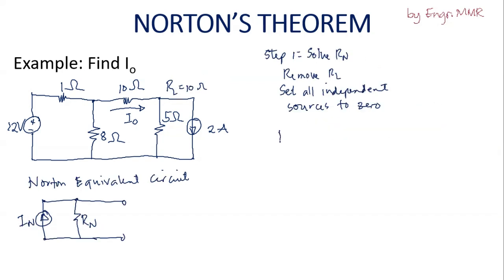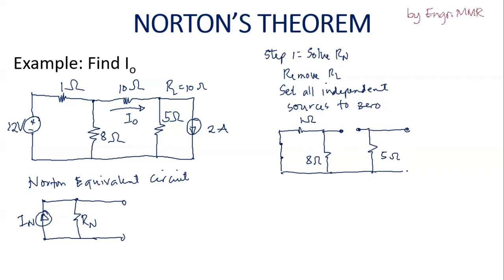Then, let's draw the equivalent circuit. The voltage source is replaced by a short circuit. Then we have here the 1 ohm resistor, then the 8 ohms, and then the RL, which is the 10 ohm resistor, will be removed and the terminals left open. Then we'll have the 5 ohm resistor, and the current source will be replaced by an open circuit. And then we have to solve RN at the open circuited terminals.